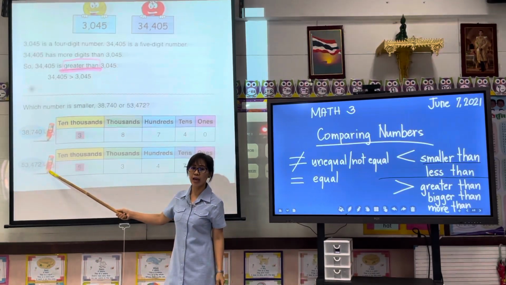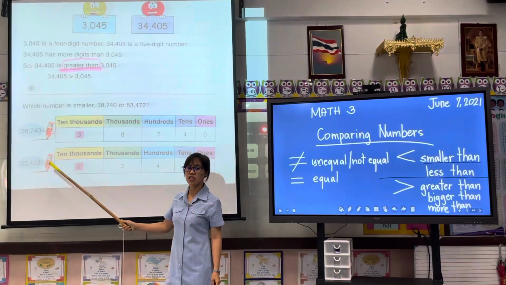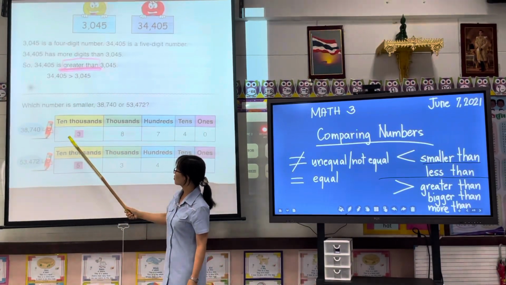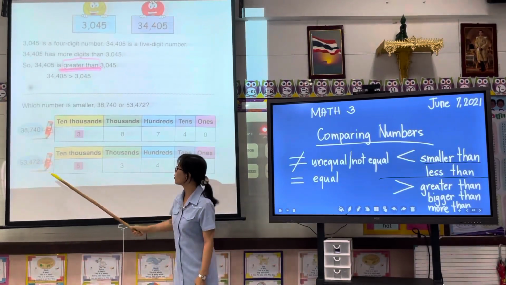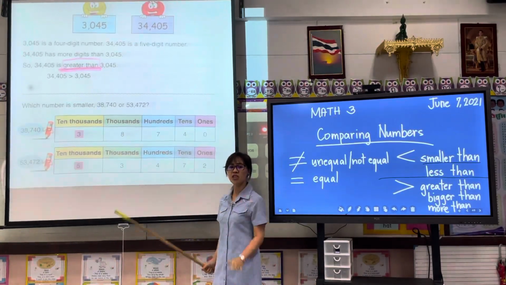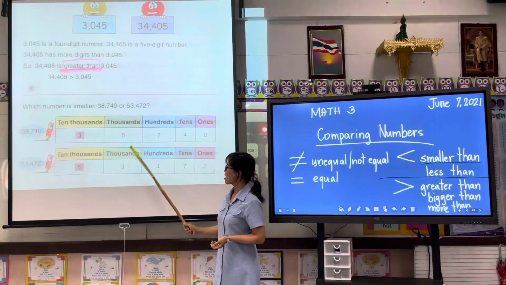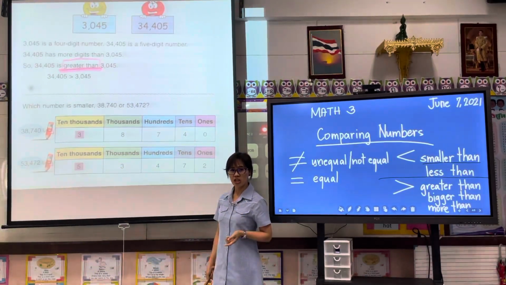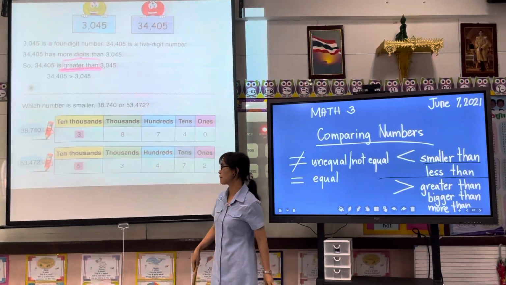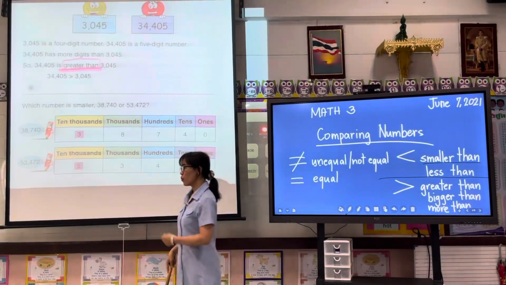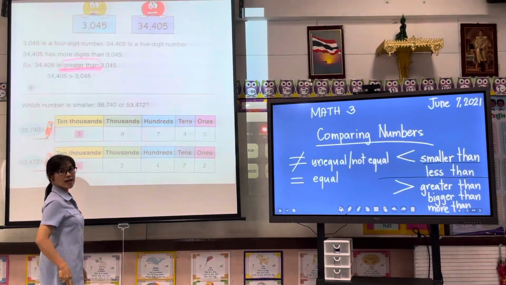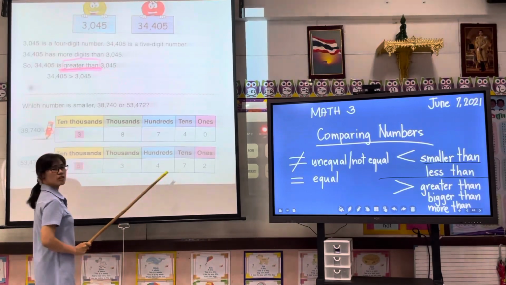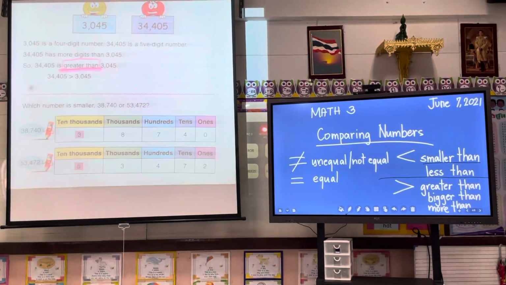What is the first tip again? You count the number of digits in the number. Alright. So the first number, 1, 2, 3, 4, 5. 5 digits, right? Second number, 1, 2, 3, 4, 5. 5 digits. So they have the same number of digits. What is the second tip? You look at the place value. Look at the place value and the digit value of the numbers.